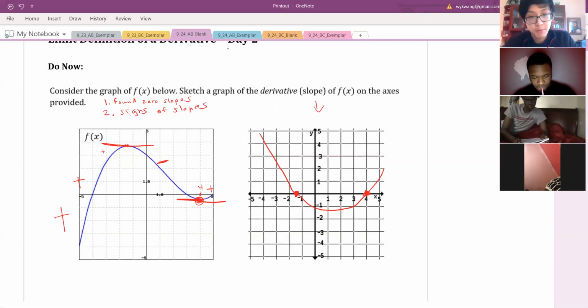So I would like for everyone to copy this graph down in their notebooks for what it should look like. I'll give 15 seconds for that.